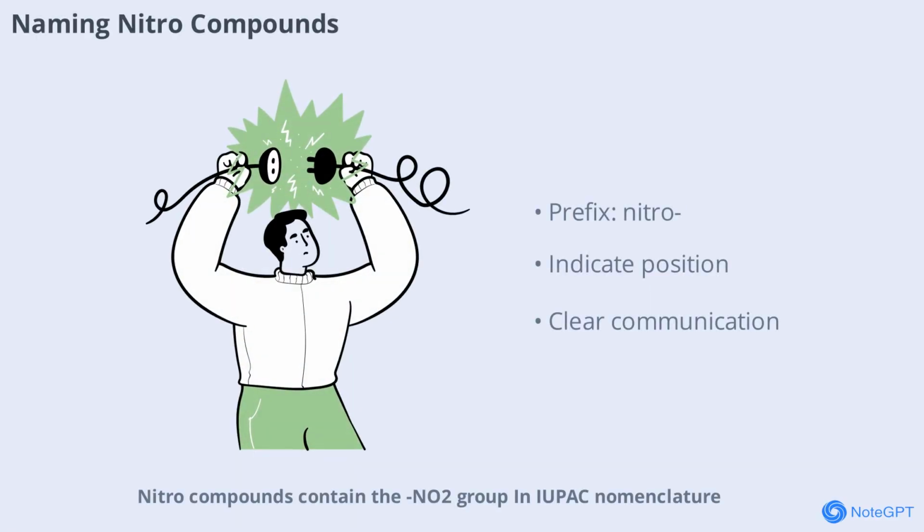Nitro compounds contain the NO2 group. In IUPAC nomenclature, the prefix nitro is used and its position is indicated by a number. For example, 2-nitrotoluene has a nitro group on the second carbon of toluene. This naming convention ensures that the presence and position of the nitro group are clearly communicated.